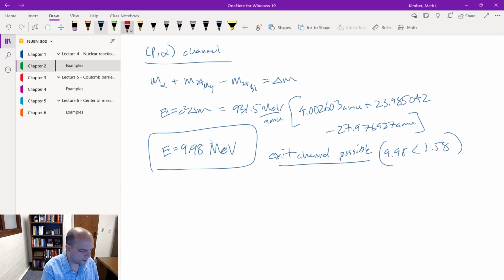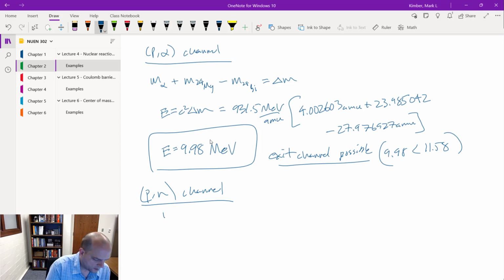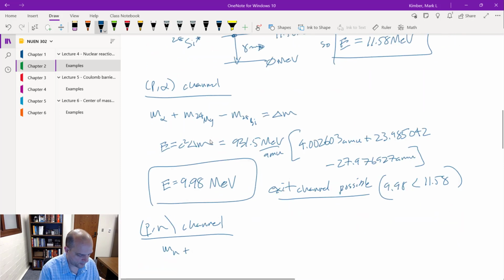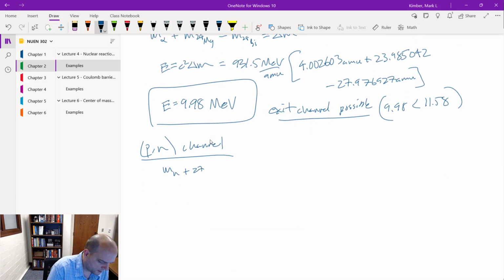Okay, so let's do our third and final one. This is going to be our proton-neutron channel. And so we've got a similar process. We've got the neutron, and in this case it's going to be a silicon-27. I want the mass of that. And then from that I'll subtract the same thing. What I start with in this case is a silicon-28. That's going to be my change in mass.